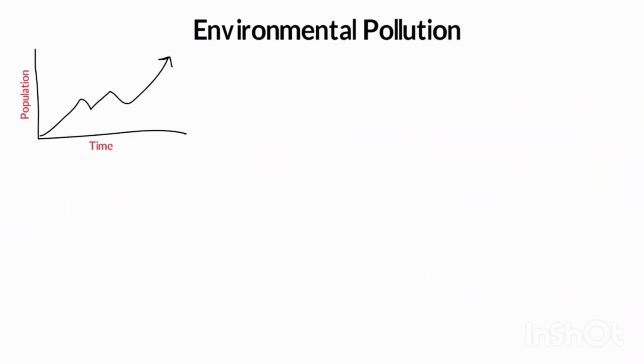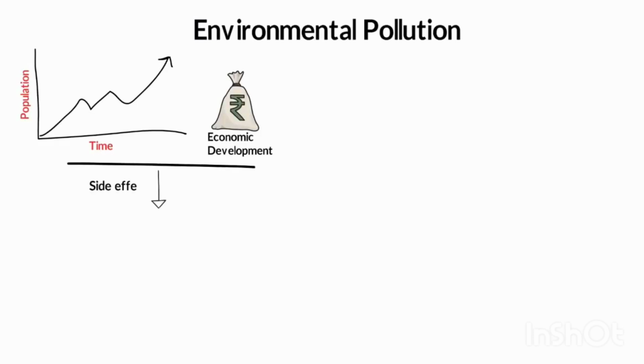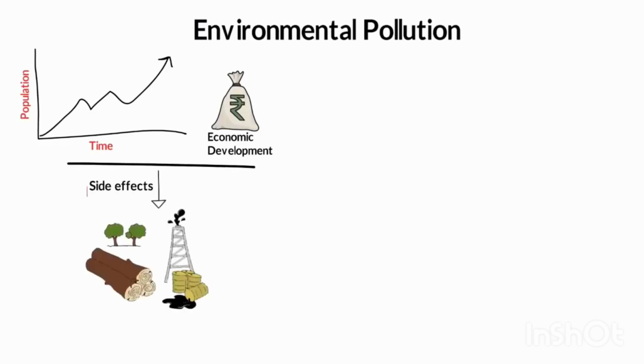With rapid increase in population and economic development, there will be some side effects on the environmental resources. It is this side effect we refer to as environmental pollution. In other words, environmental pollution is something that brings harm to our environment, and in turn, it affects the people because we live in the environment.